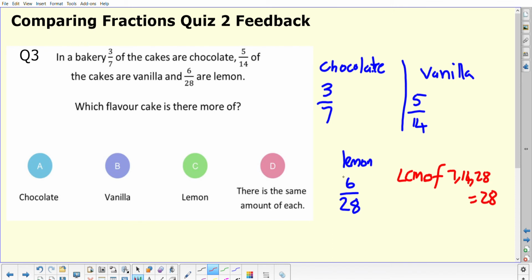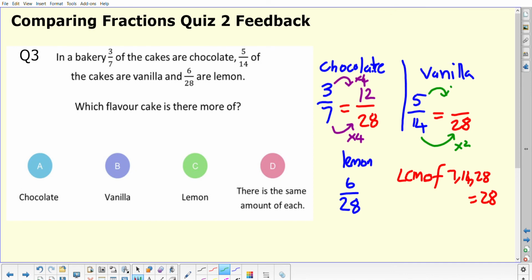So we won't need to change the lemon ratio, but the other two, if we change them into something out of 28, we will then be able to compare them. So what we would be looking for here would be times them by 4, top and bottom, that would give you 12. And if you times this one, to change 14 into 28, that's times them by 2, so times the top by 2 would give you 10. So you're then left with looking at 3 fractions that are all out of 28. You've got 10 out of 28, you've got 6 out of 28, and you've got 12 out of 28.